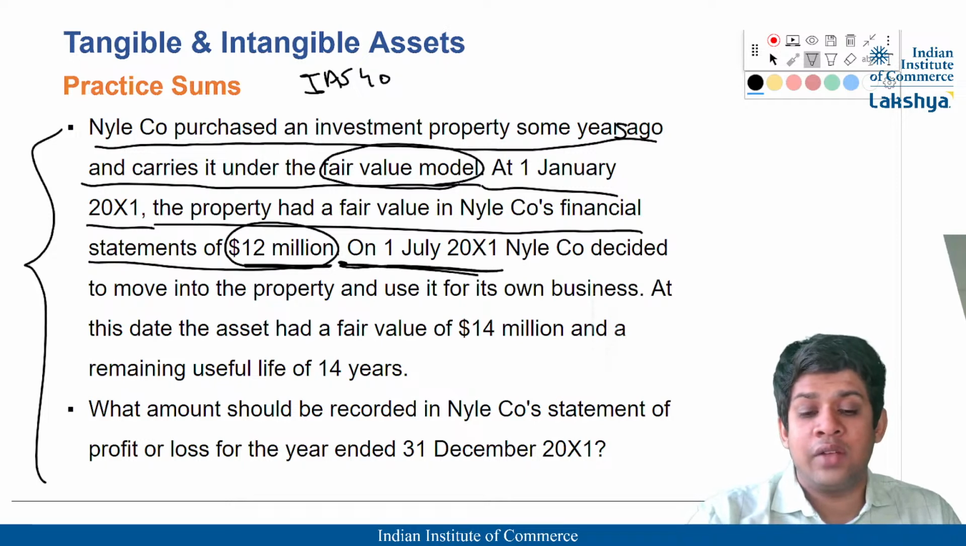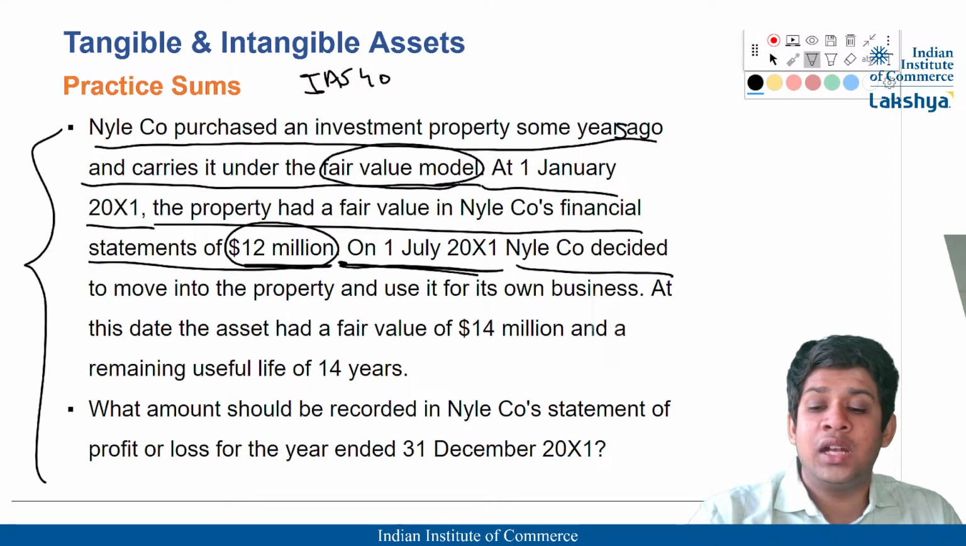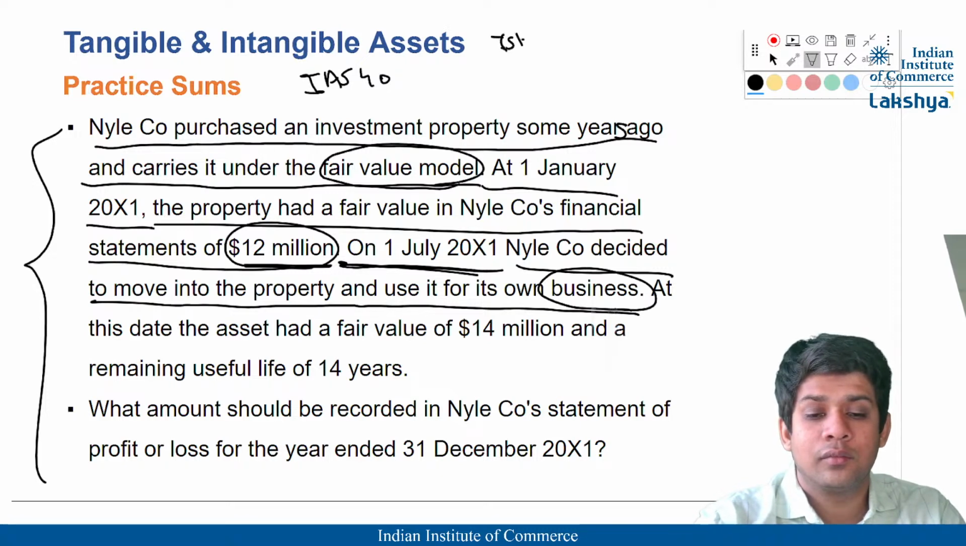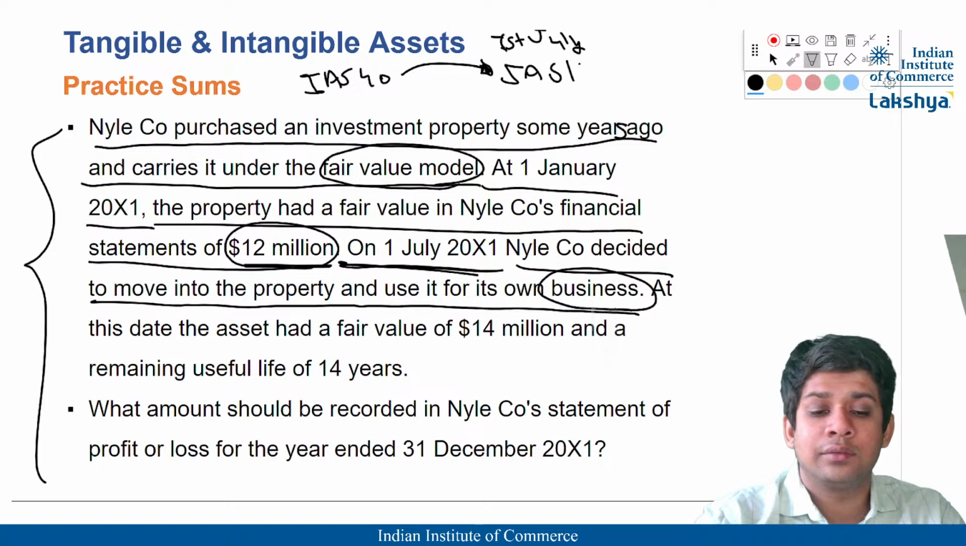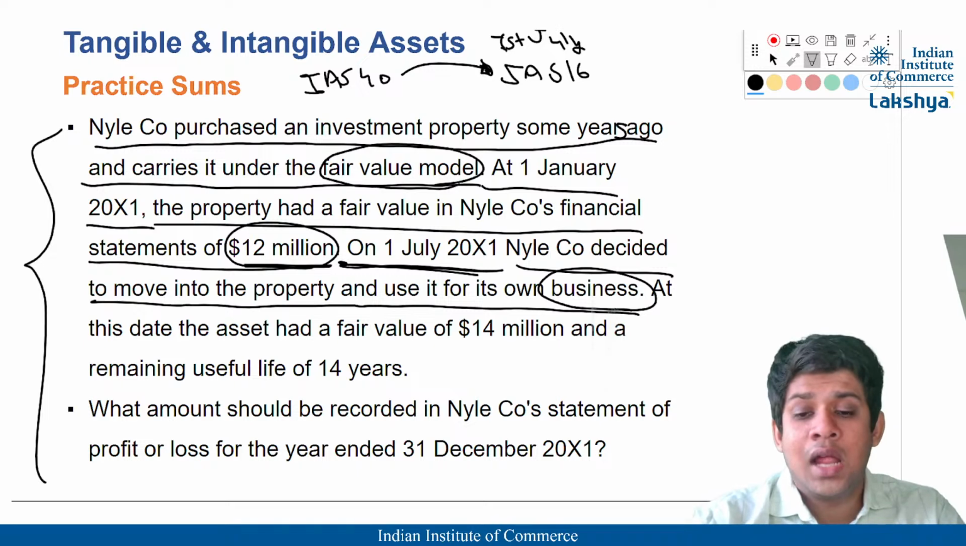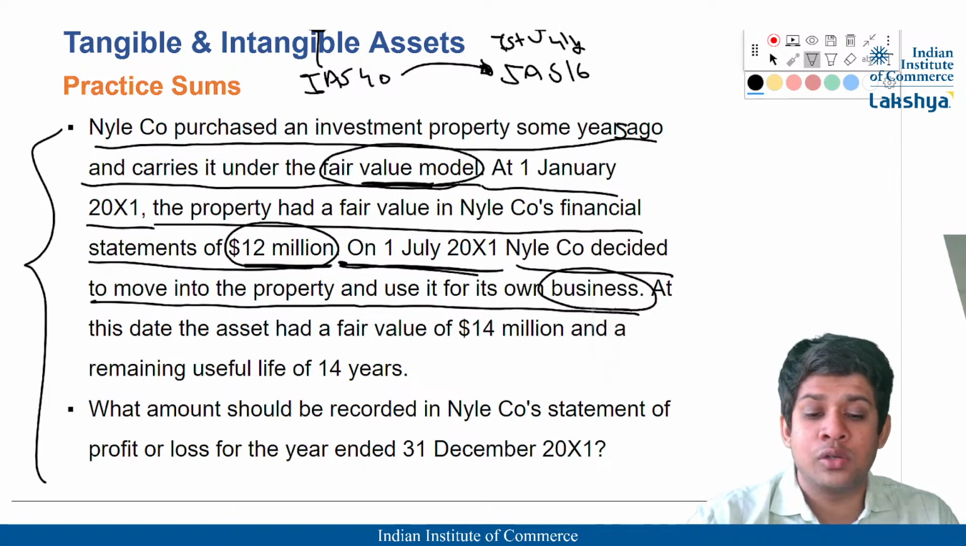On 1st July 2011, that means mid-year, Nile company decided to move into the property and use it for its own business purposes. That means on 1st July, the property got shifted from IAS 40 to IAS 16, and under IAS 40, the fair value model was used.